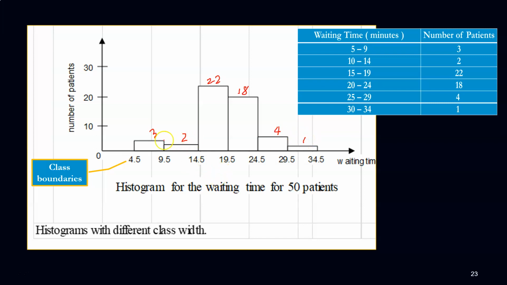Okay. So this is how you draw your histogram. Remember, for histogram, paksi X dia adalah class boundaries. X-axis. Your paksi Y will be your frequency. Number of patients ataupun dia punya frequency. Okay. Frequency yang ni lah. This is all your F. So, this is your class. This is how you obtain your histogram.